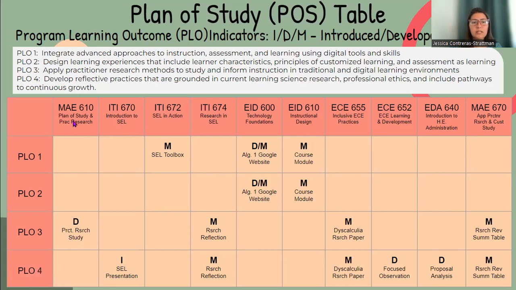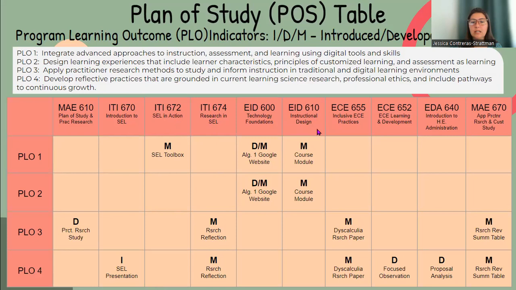The first artifact was in MAE 610. It was a practitioner research study, which I assigned a developed level of mastery. Then I moved into some social emotional learning focused courses. In ITI 670, I chose the SEL presentation I created as the artifact and assigned it an introduced level of mastery. Then in ITI 672, I chose the SEL toolbox presentation and assigned it mastered. For ITI 674, I chose a research reflection that I felt addressed two PLOs with a mastery level.